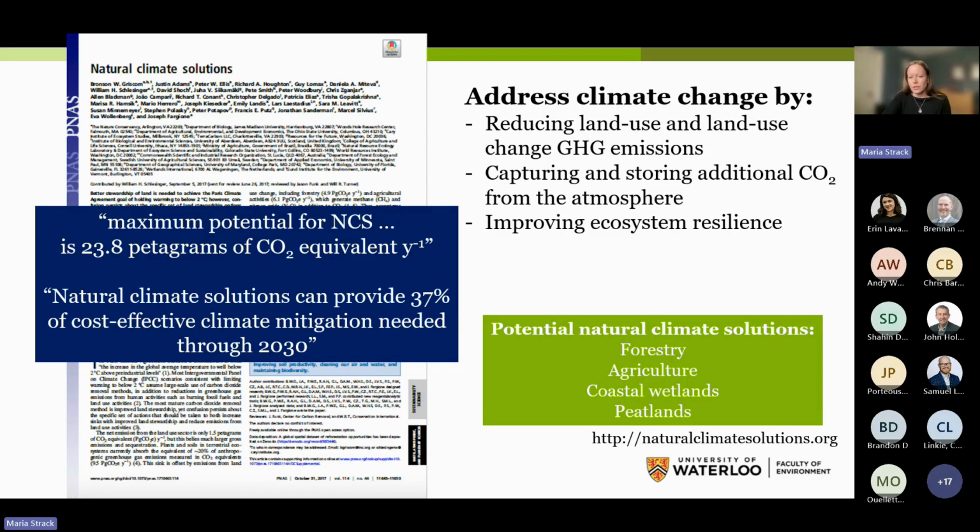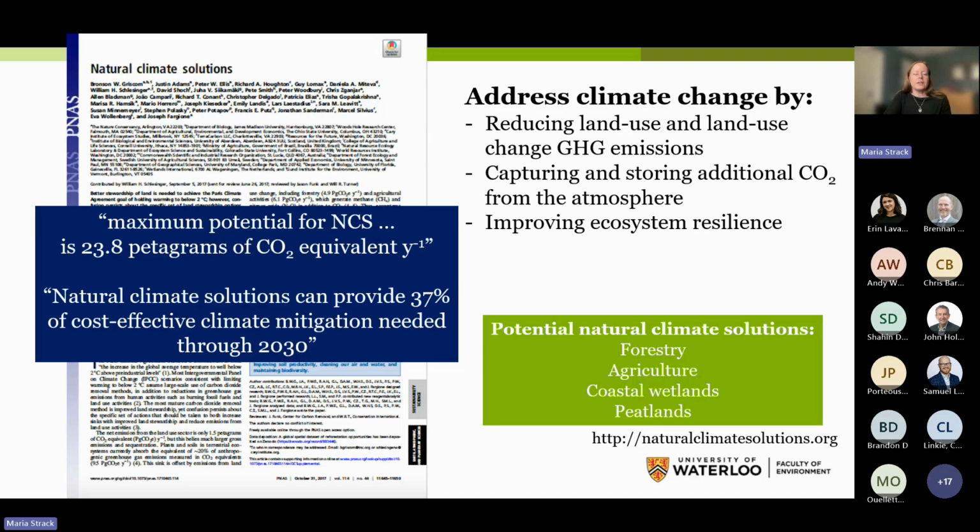So how do we actually reduce greenhouse gas emissions or keep more carbon on the landscape? When we talk about natural climate solutions in that way, we're thinking about how we can reduce emissions of greenhouse gases from land use and land use change. How can we use intact ecosystems to capture and store additional carbon dioxide from the atmosphere? How can we improve ecosystem resilience so that they'll continue to do that job moving forward? And there are many different ways that we can do that work. There's forestry, and you hear a lot about planting more trees, but this could also be related to changes in agricultural management or the management of wetlands, which will be the focus today.